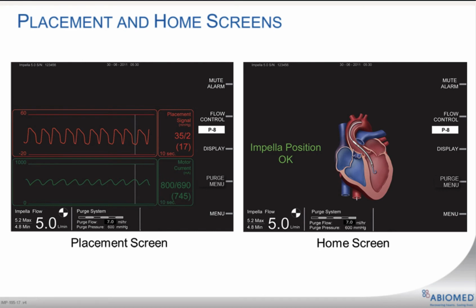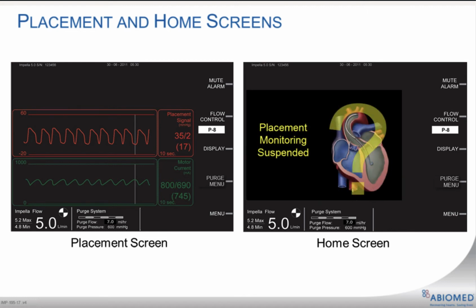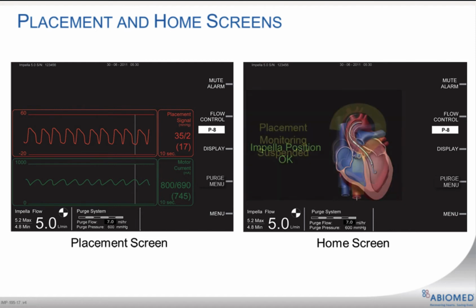The home screen displays a heart pictogram and, to the left of the heart, an Impella catheter position indicator message. The heart pictogram provides a visual representation of the current Impella catheter position. It may be overlaid with a translucent yellow question mark when the controller cannot determine catheter position or the placement monitoring is suspended or disabled.